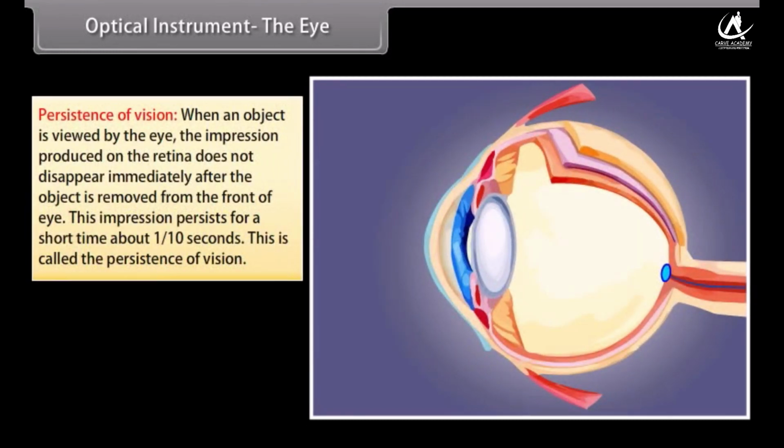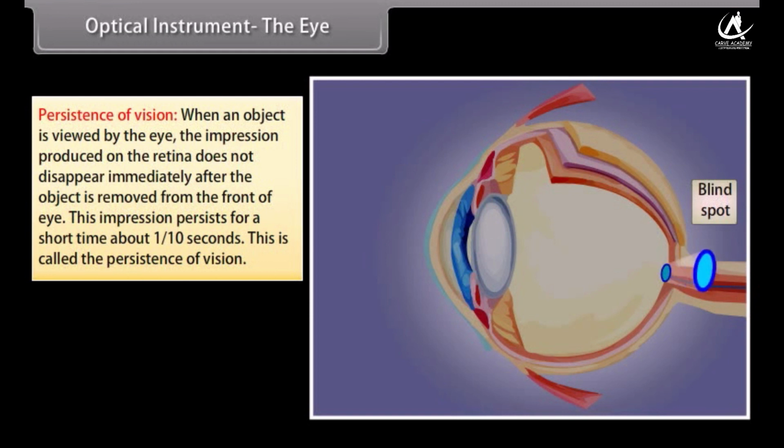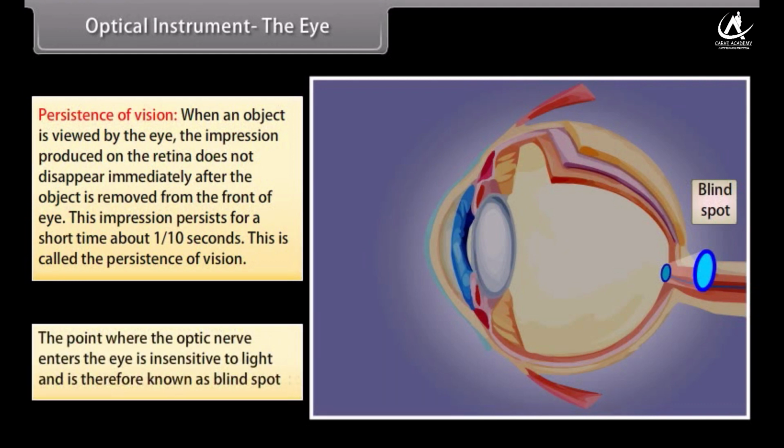Persistence of vision. When an object is viewed by the eye, the impression produced on the retina does not disappear immediately after the object is removed from in front of the eye. This impression persists for a short time, about 1/10 second. This is called persistence of vision. The point where the optic nerve enters the eye is insensitive to light and is therefore known as the blind spot.